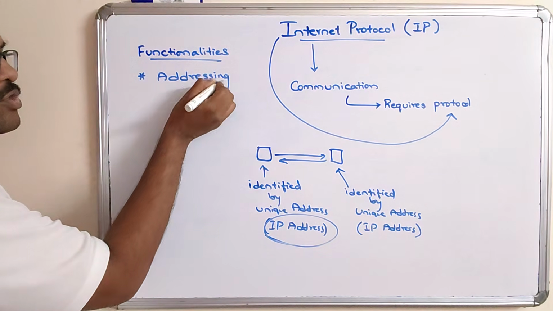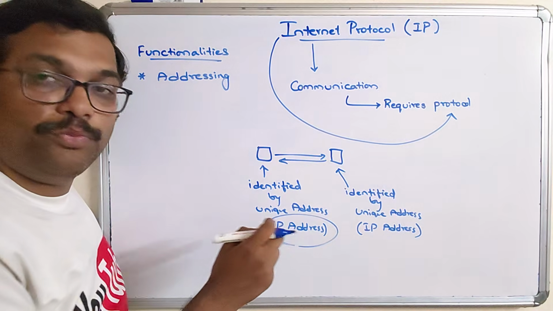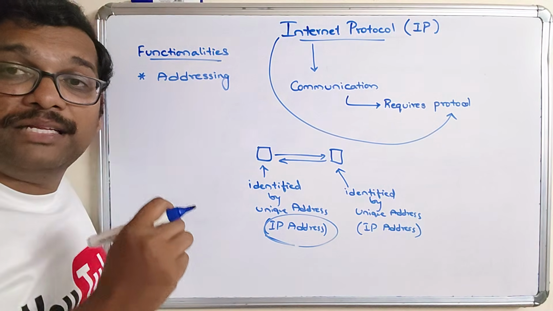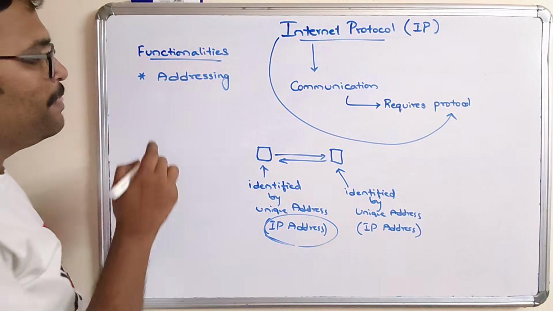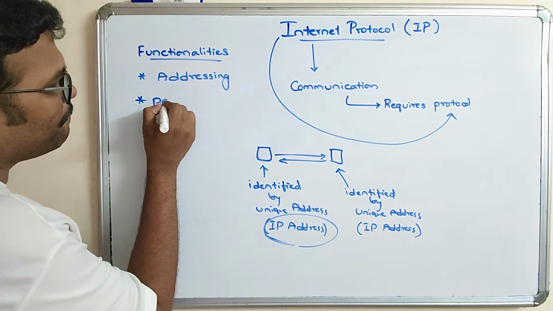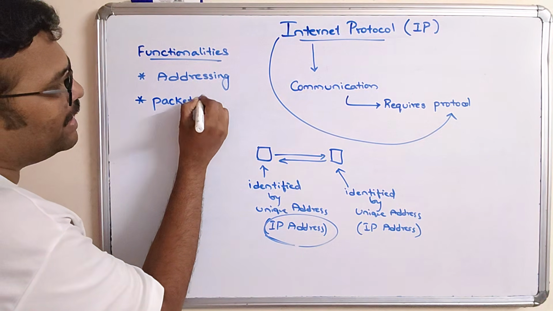If one system wants to communicate with the other, this addressing should be done first. So compulsorily, every device should have some address. And the second one, packet delivery.